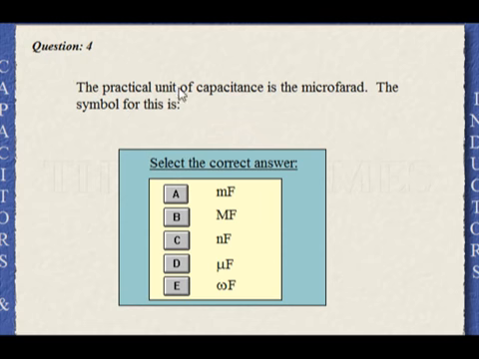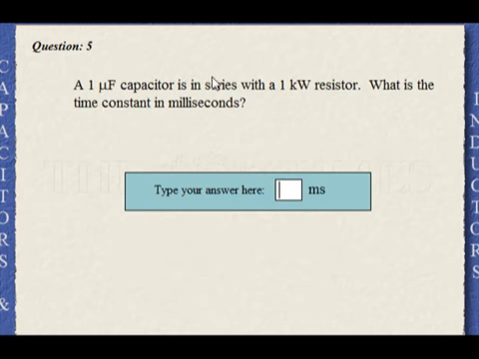The practical unit of capacitor is microfarad. Symbol for it is this. The last one is: if a 1 microfarad capacitor is in series with a 1 k ohm resistor, what is the time constant in milliseconds? I think this one is k ohm, not k-watt.